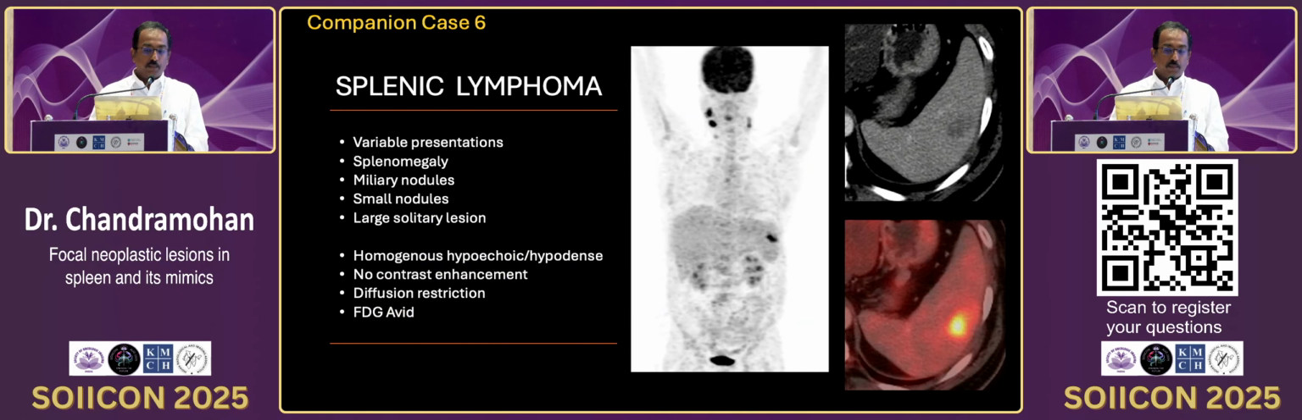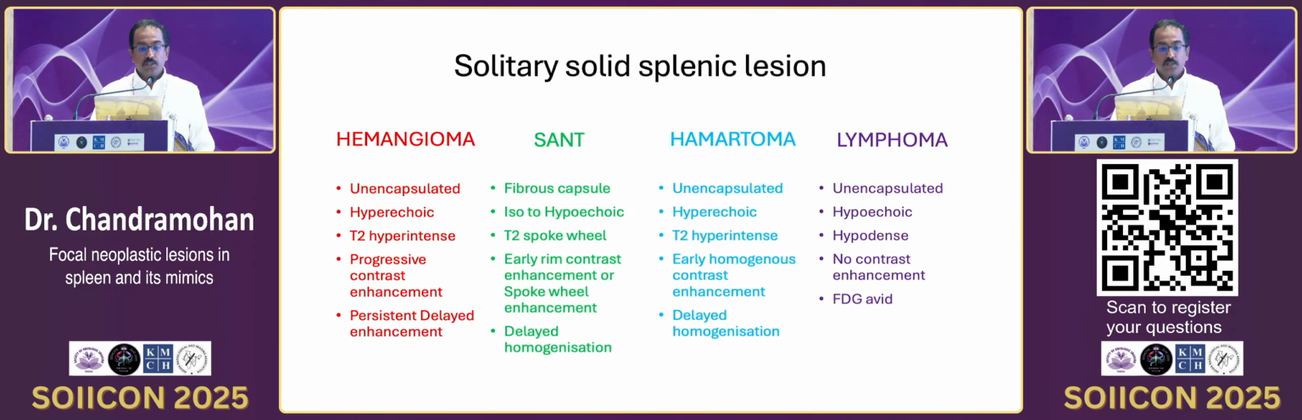Now the importance of this is that lymphoma can present as a solitary lesion in the abdomen. You don't need to have abdominal lymph nodes around it. Any remote lymph nodes, like axillary or cervical lymph nodes, count. When there is a solitary lesion in the spleen along with remote lymph nodes, we think in terms of lymphoma. Now these are the 4 lesions that we discussed: hemangioma, SANT, hamartoma and lymphoma.